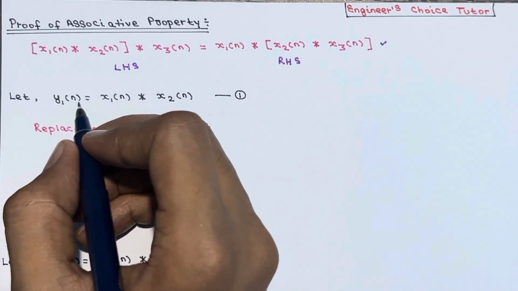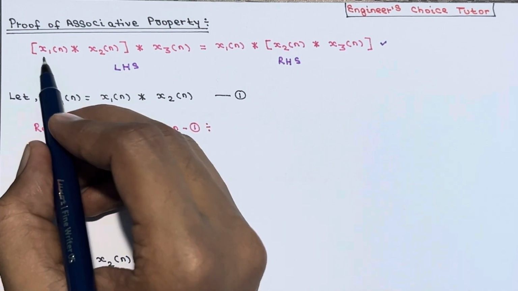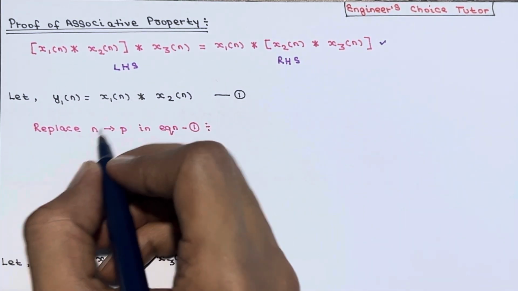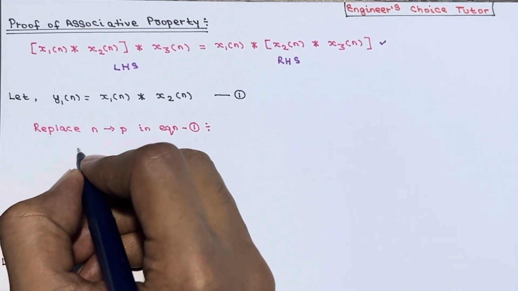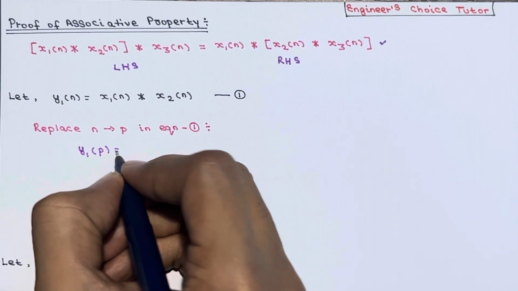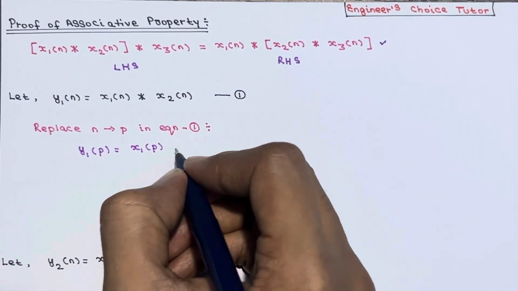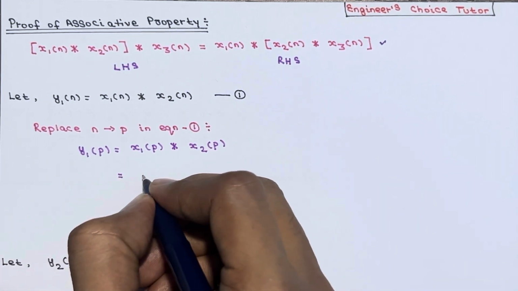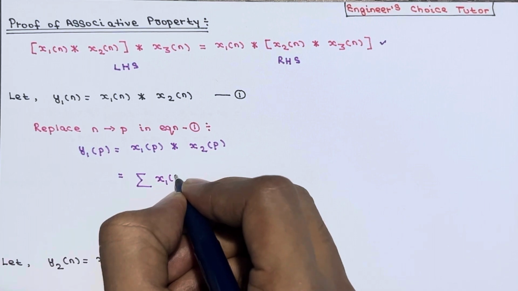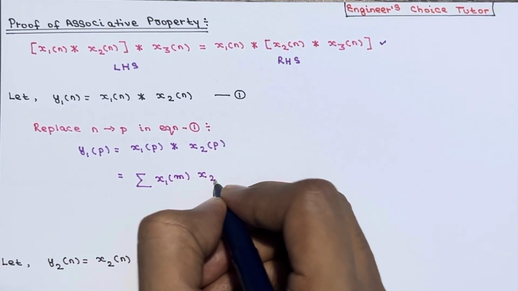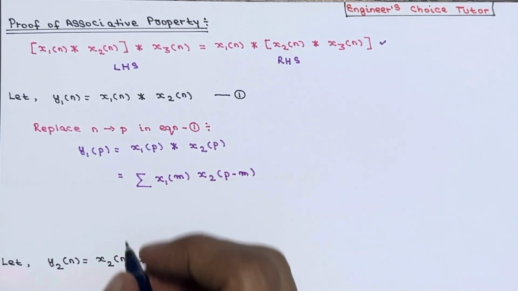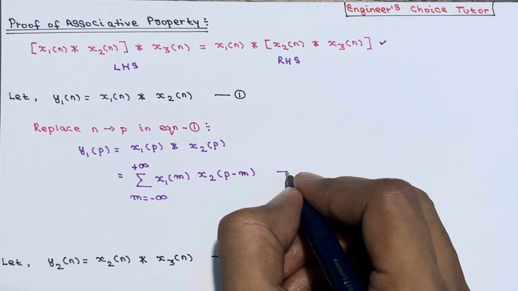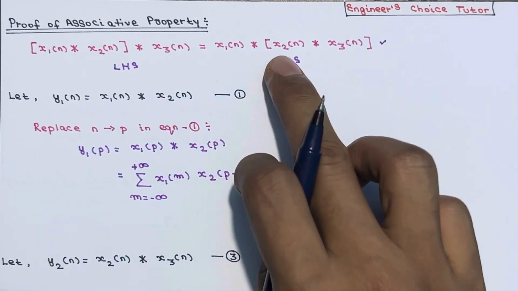Let y1 of n be the convolution of x1 of n and x2 of n. This is our equation number 1. Now I am going to replace n by p in equation 1. So y1 of p is equal to the convolution of x1 of p and x2 of p. This is equal to the summation of x1 of m into x2 of p minus m, where the limit of m ranges from minus infinity to plus infinity. Assume this is equation number 2. Clear?